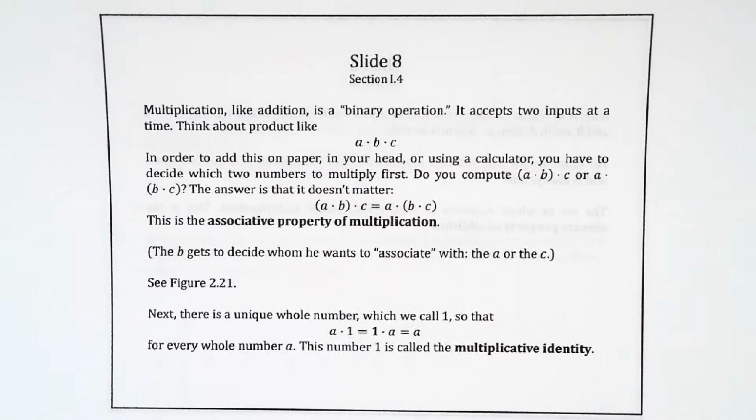Okay, and next there is a unique whole number, which we call the number 1, so that A times 1 is equal to 1 times A is equal to A for every whole number A. And this number is called the multiplicative identity. So the number 1 plays the same role for multiplication that the number 0 plays for addition.